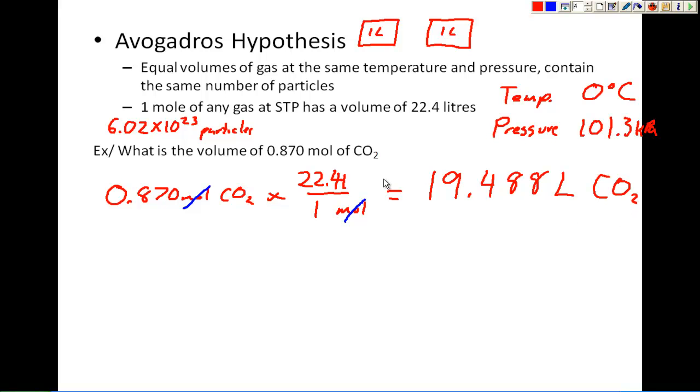Now, if we remember our significant figures, this is 3 significant figures. Liters is a volume, and that's a measured unit, so this is also going to be 3 significant figures. Now 1 mole, this is just part of our definition, so this has no sig figs. So it's 3 sig figs and 3 sig figs, so the answer is going to have to be 3 sig figs. So this is going to be 19.5 liters of CO2.